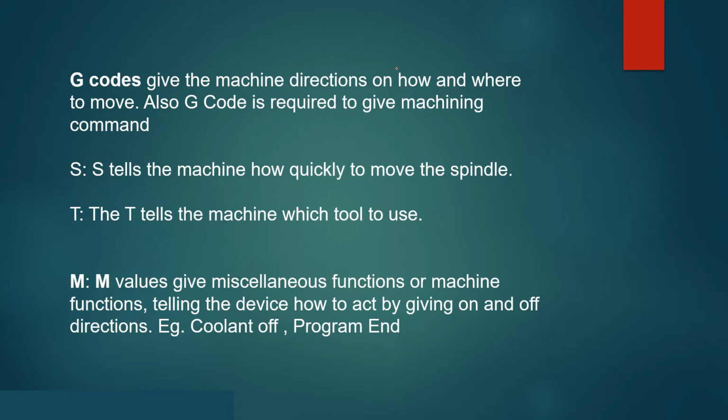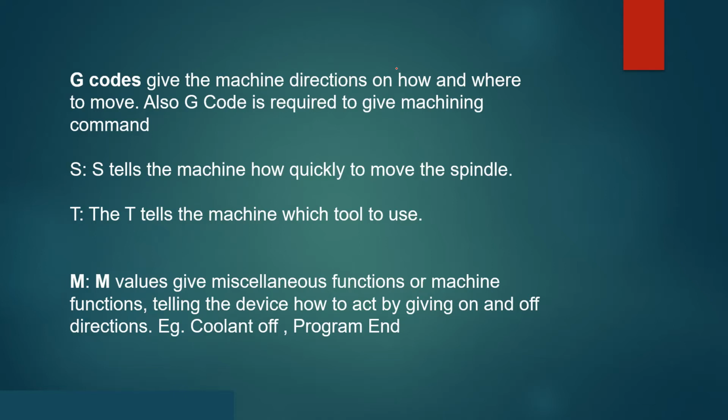G codes. S code. What is meant by S code? S tells the machine how quickly to move the spindle. So if we give the spindle RPM through the S command, the spindle will rotate according to the S command. The T tells the machine which tool we have to use. If we give T0101, automatically for that particular operation, the tool which is in the first tool holder will be taken for use for the machining.